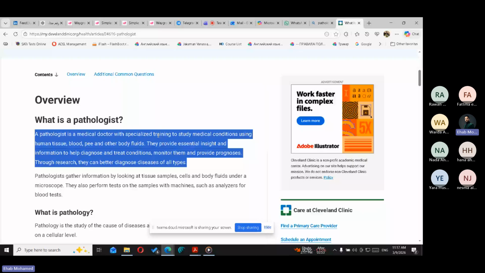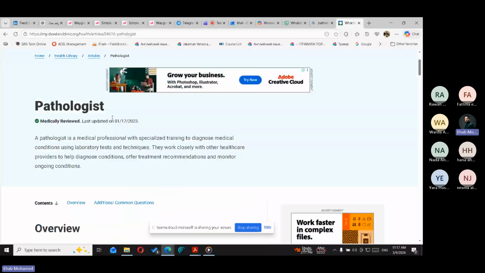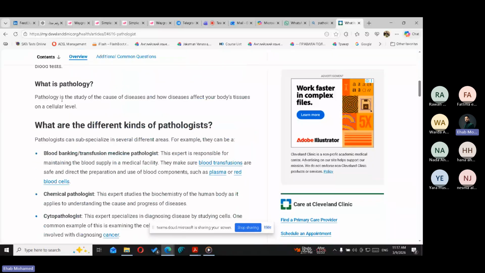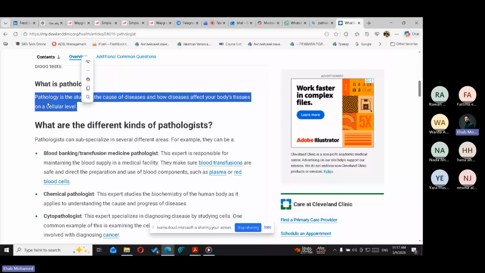Of course, this is not a research paper. It's a newspaper article or a magazine article. A pathologist is a medical doctor with a specialized training. Simple present is okay. What is pathology? Pathology is the science itself, so the definition will surely be in simple present. Pathology is, but we never say pathology was. Pathology is the study of the cause of diseases and how diseases affect your body's tissues.